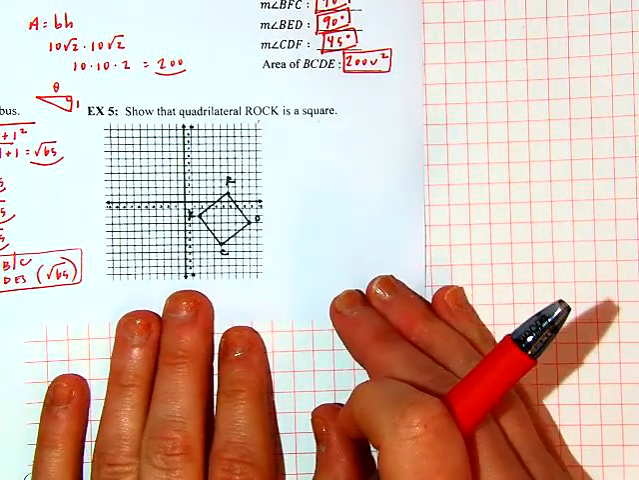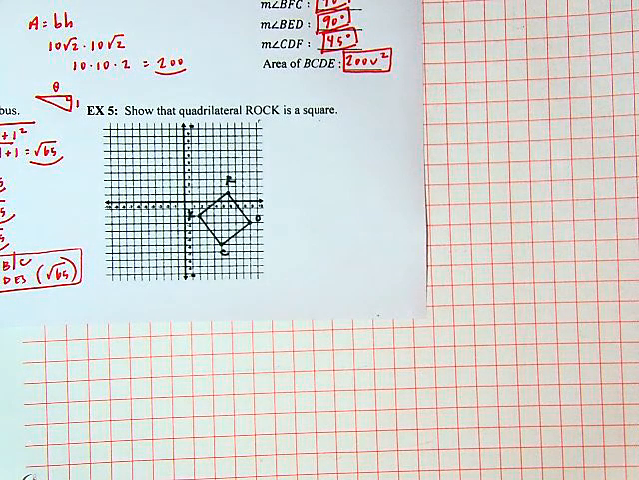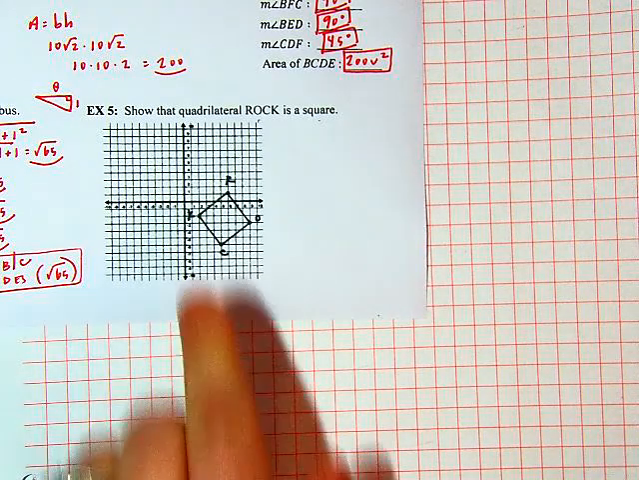All right, lastly here, I need to show that this quadrilateral is a square. So if it's a square, we know that it is a rhombus and a rectangle and a parallelogram. It shares all of those properties. So let's see, what would be easiest? Probably easiest to first look at slope. So let's say that I look at the slope of all the sides. Let's say I just go in order.